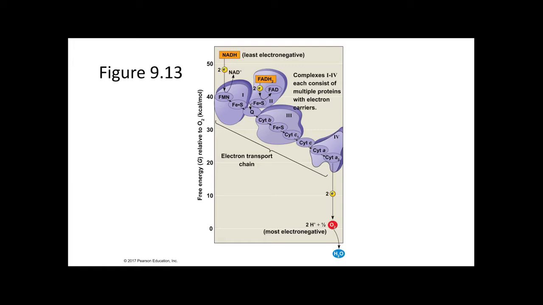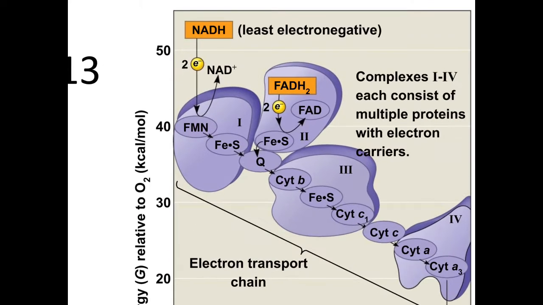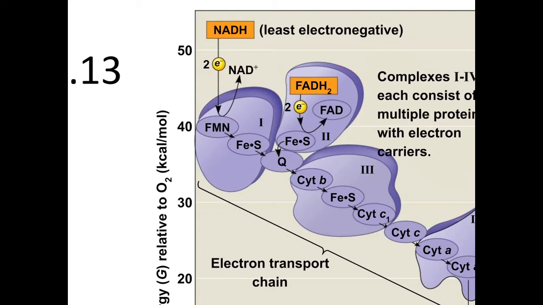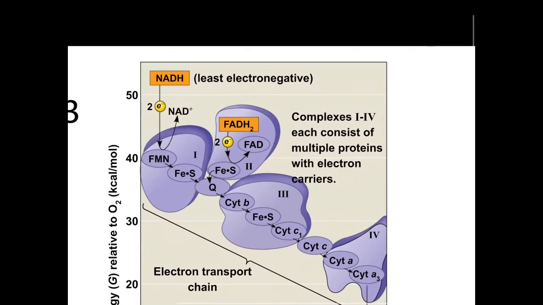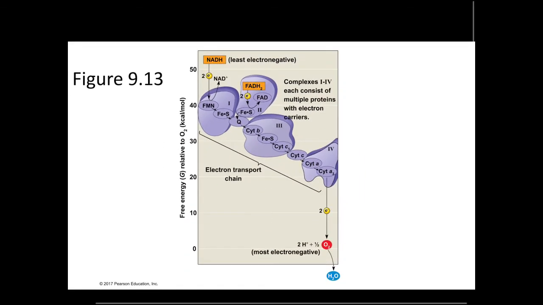You have NADH, which is presented here at a very high energy level, higher than FADH2. NADH is going to be part of something called complex 1. As you can see, it's the first one right here, where NADH is being oxidized to NAD+, so it's giving up its electrons. And then FADH2 is in complex 2, where it's also being oxidized to FAD because it's losing its electrons.